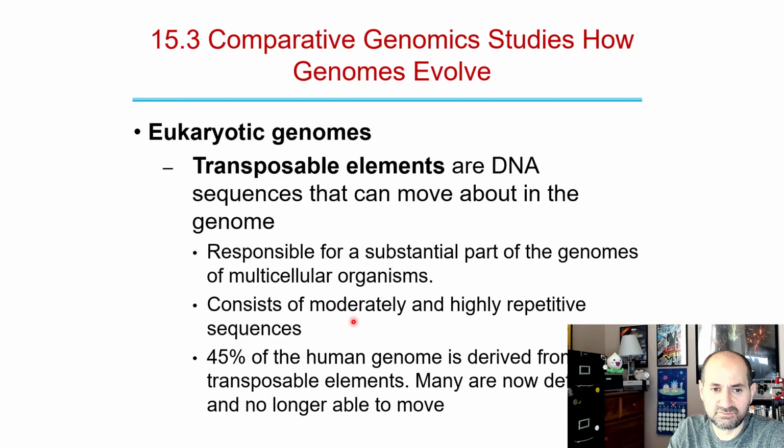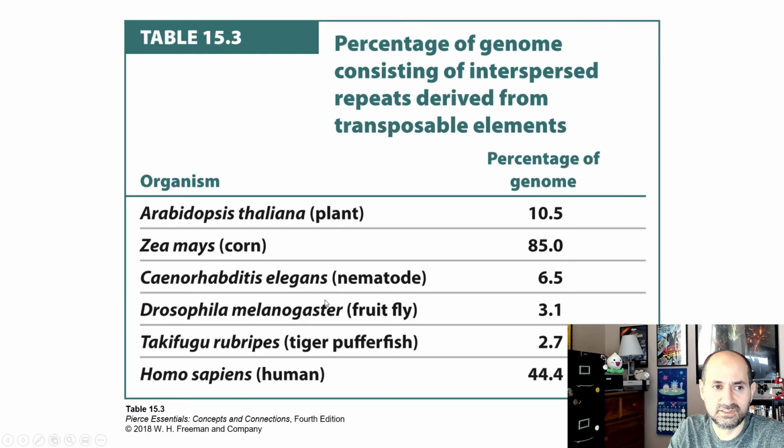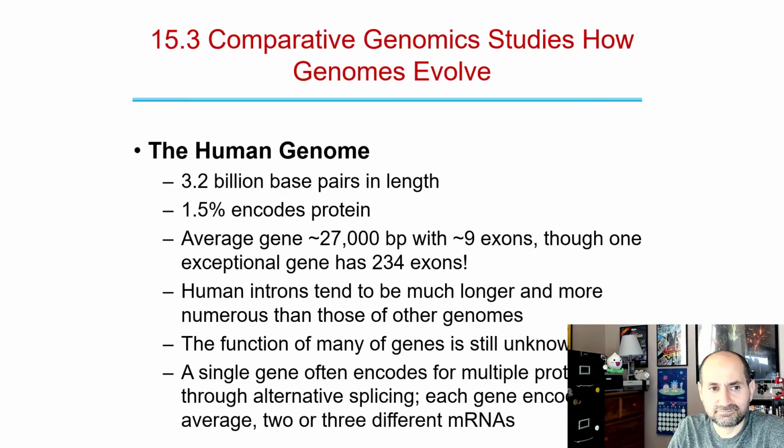They consist of moderately and highly repetitive sequences. You can see here the percentage of a genome consisting of interspersed repeats derived from these transposable elements. In Arabidopsis thaliana, about 10% of the genome was formed by these transposable repeats. Zea mays, 85%. Homo sapiens, almost 45%. Isn't that interesting? So much of our DNA is just these repeats that jumped around during evolution.